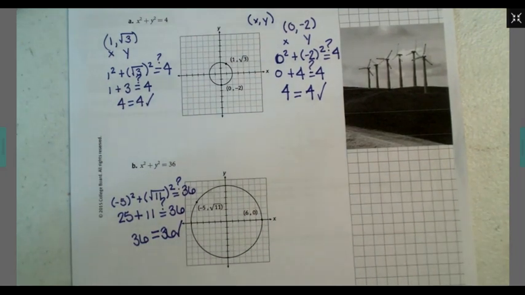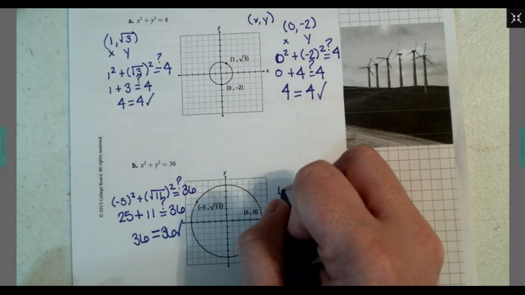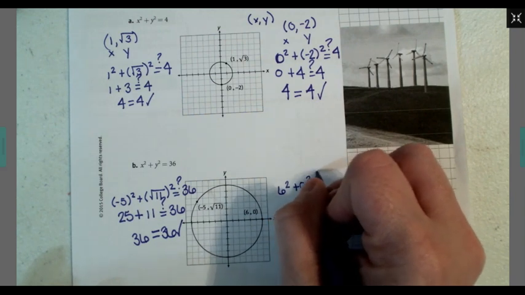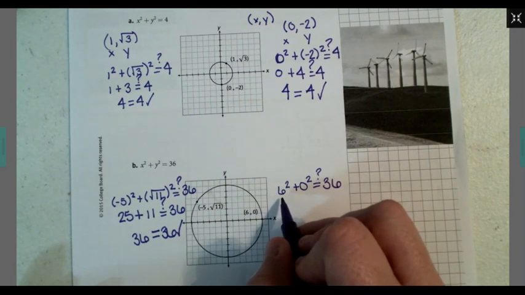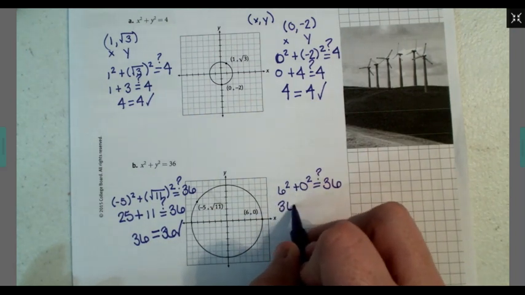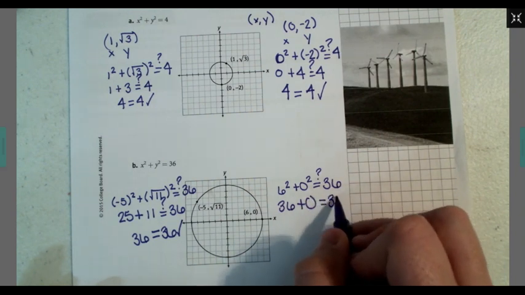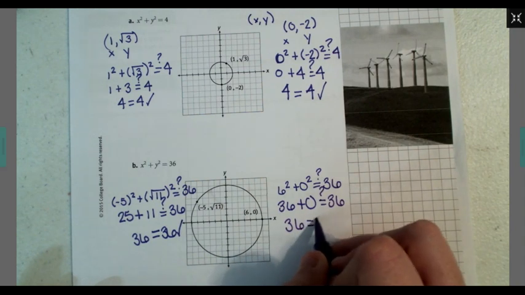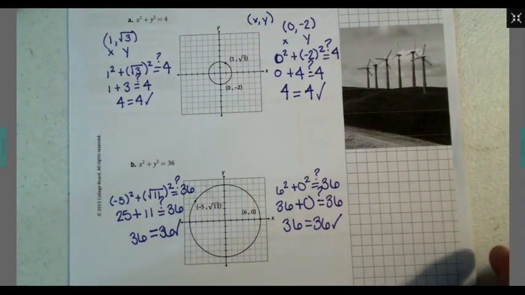Let's take a look at (6, 0). So we've got 6 squared plus 0 squared, and we're trying to find out, will this equal 36? Well, 6 to the second power is 36. 0 to the second power is 0. And 36 plus 0 does indeed equal 36. So that ordered pair checks out. Now on to the next set of questions.